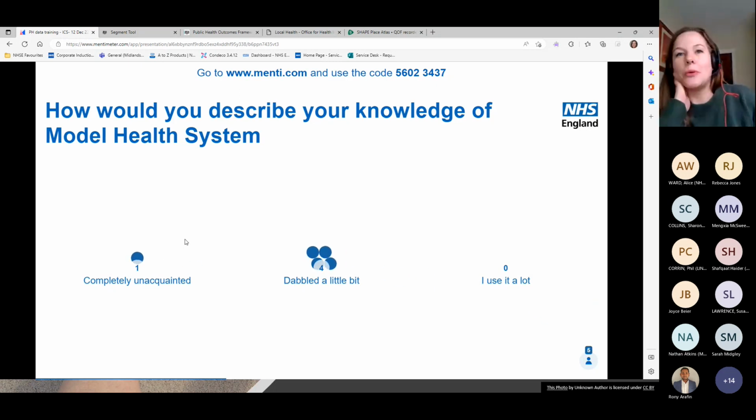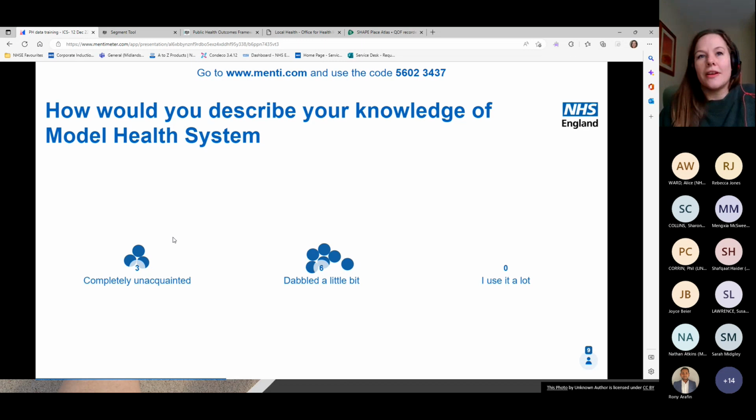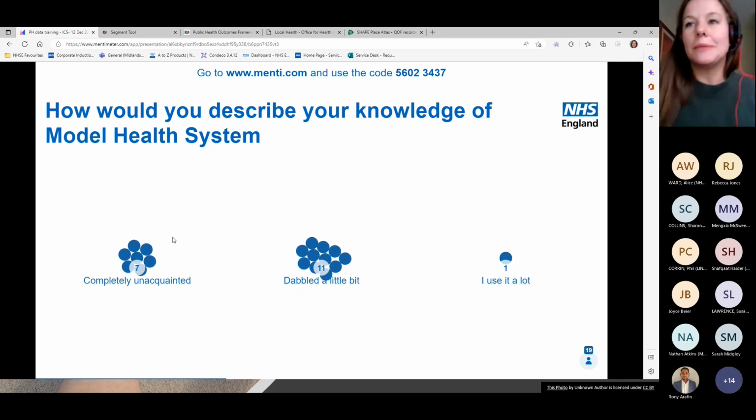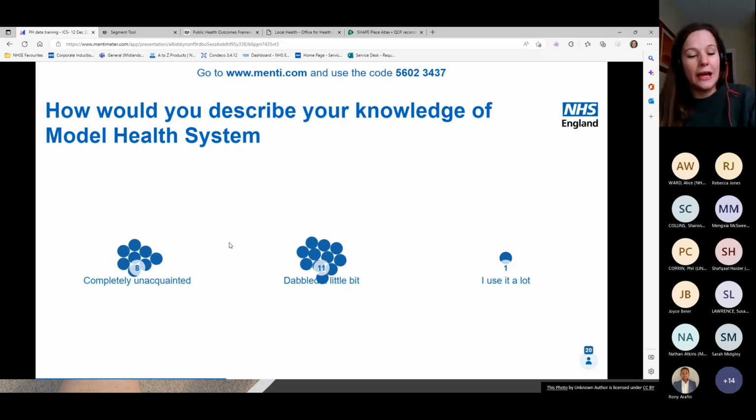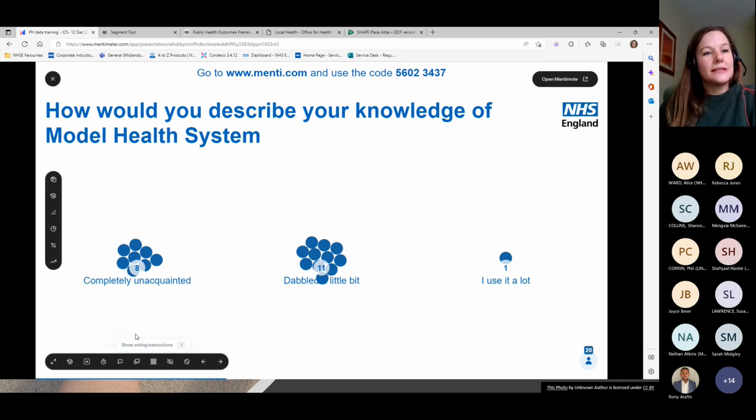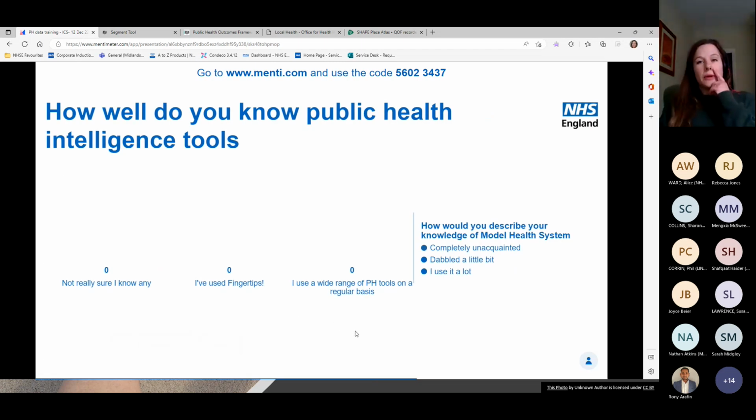Dabbled a bit. What's popular up to now? Okay, so we've got a fair few of us who have dabbled a little bit. We've got one who's used it a lot. So you can take the next session. And we've got a few of us who are completely unacquainted. So that's good. So hopefully we should all get a fair bit of understanding from this session then, and a need to know more.